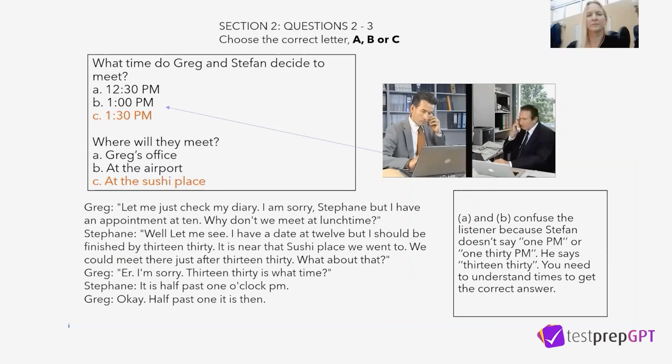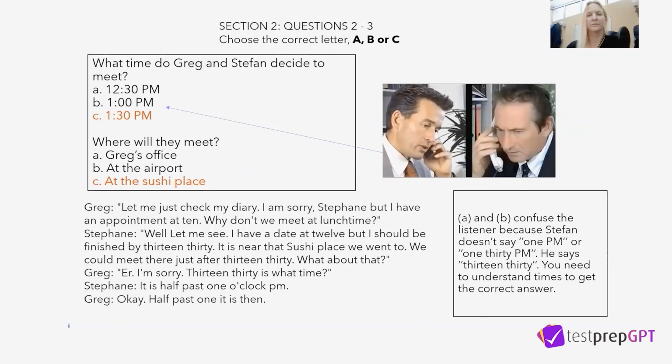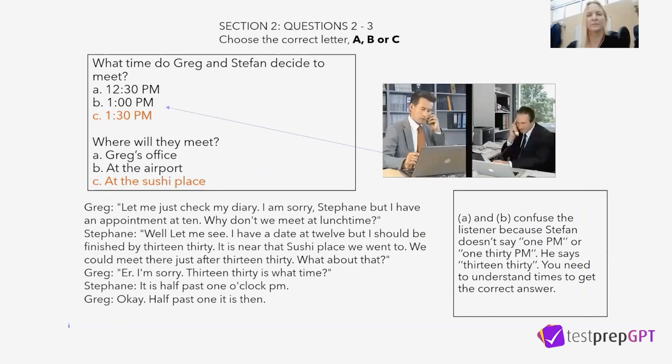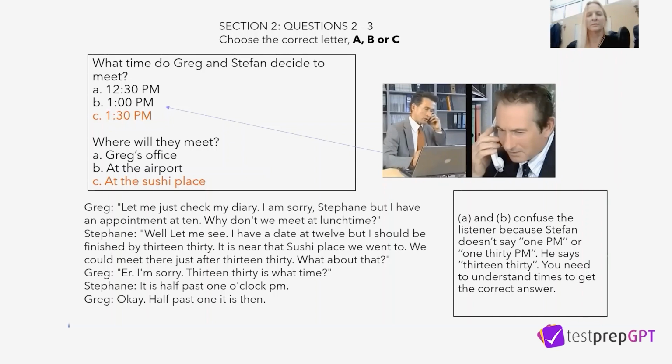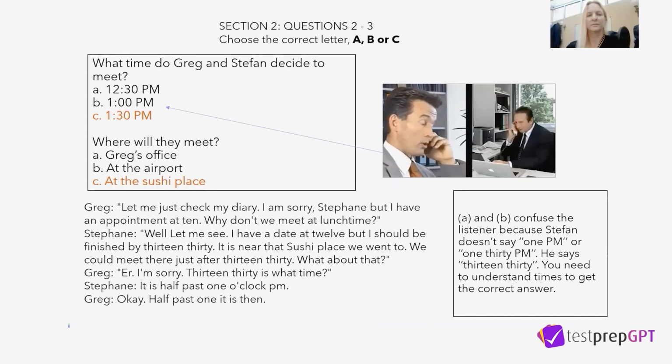I'm sorry, Stefan, but I have an appointment at 10. Why don't we meet at lunchtime? Well, let me see. I have a date at 12, but I should be finished by 13:30. It's near that sushi place we went to. We could meet there just after 13:30. What about that? I'm sorry, 13:30 is what time? It's 1:30 p.m. Okay, 1:30 it is then.